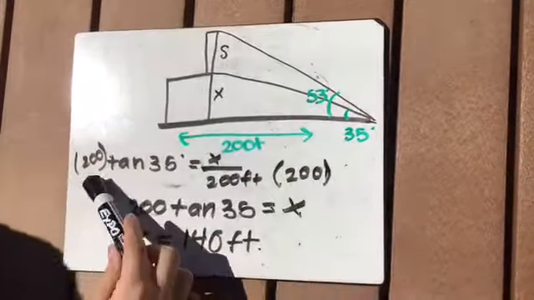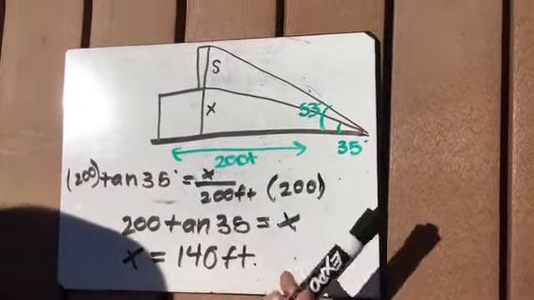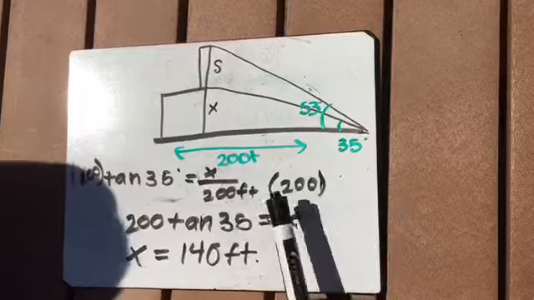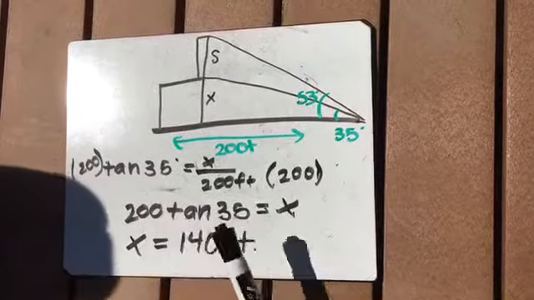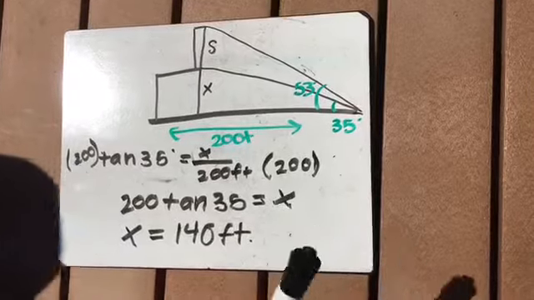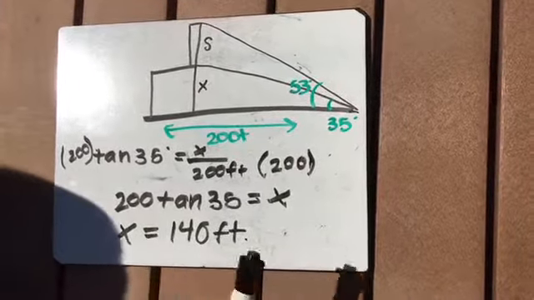So you do tan 35 equals x over 200. To get x alone, you multiply by 200, and you get 200 tan 35 equals x. In the calculator, you'll get x equals 140 feet.